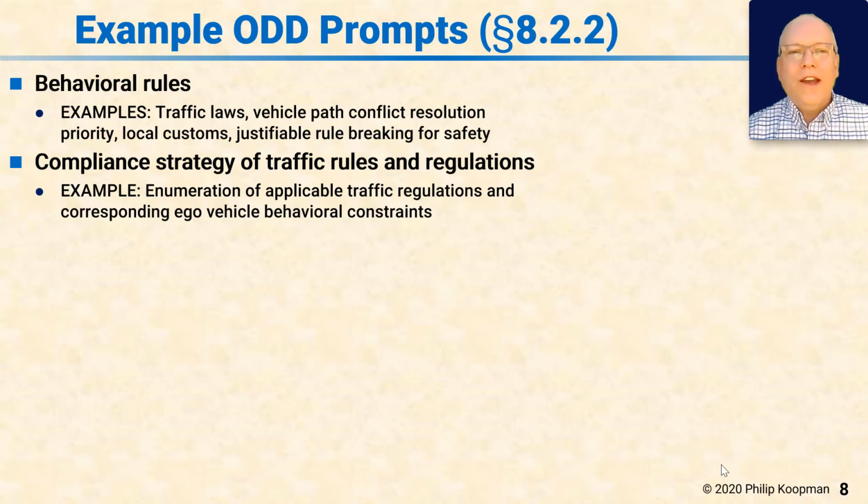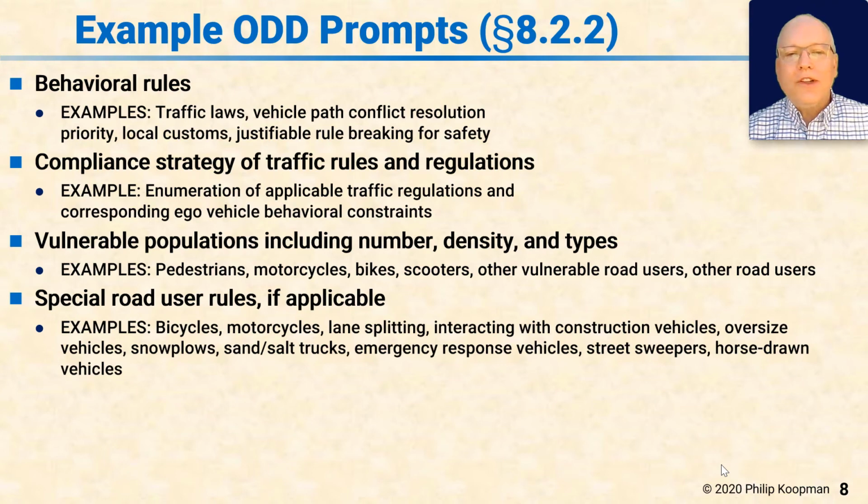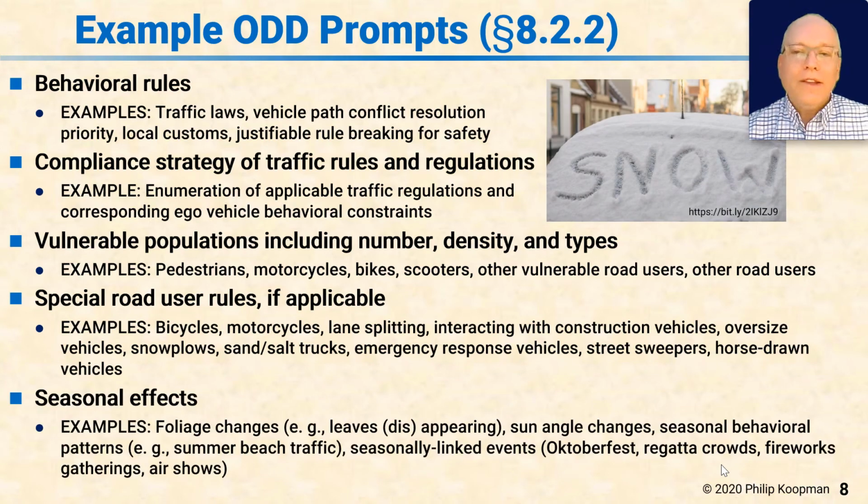So the first one said you have to identify what the traffic laws are, but this one is how to argue that you actually conform to them and that you won't break traffic rules unless it's necessary or somehow appropriately safe to do so. There's a prompt element about vulnerable populations, including number, density, and types. There's one about special road users. And there's one about seasonal effects. Sure, it could be snowing, but also snow might be covering the vehicle even after it's done snowing, or maybe the leaves drop off the trees and that affects your localization ability, and so on.